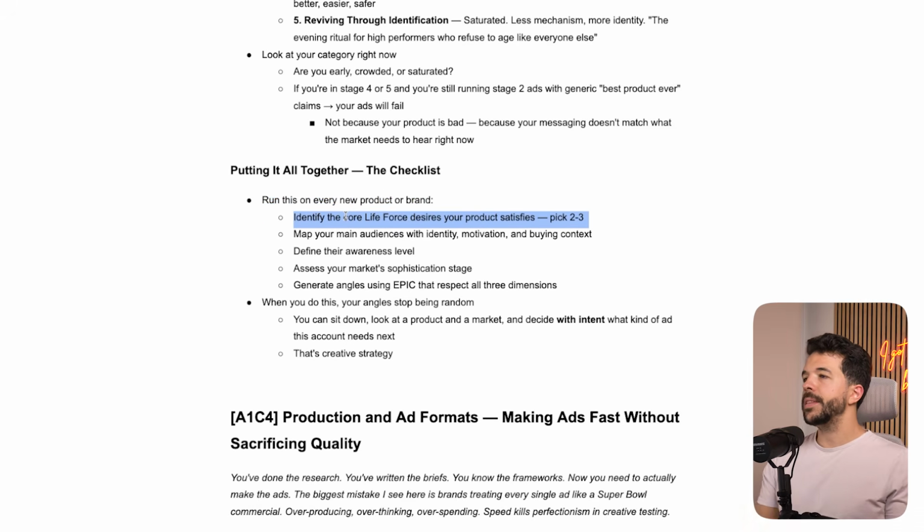Putting it all together, the checklist: run this on every new product or brand. You want to identify the core life force desires your product satisfies. You can do this on Google. You can find everything on Google. And this is, again, from Breakthrough Advertising.